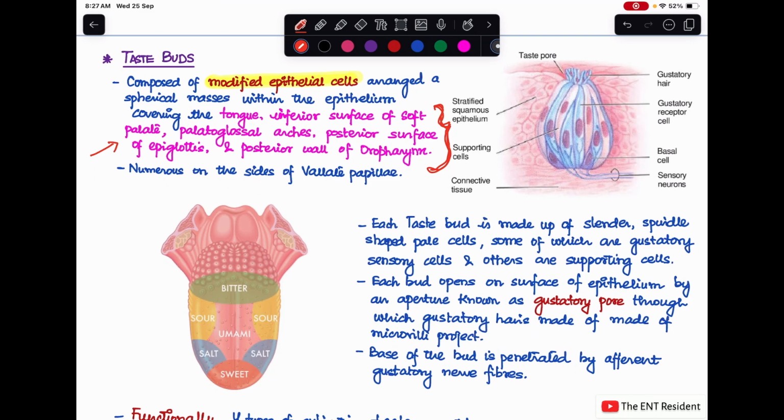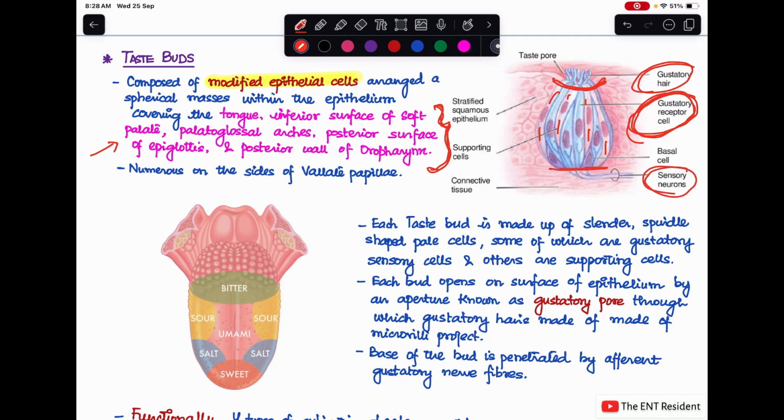Each taste bud is made up of a lot of slender spindle-shaped pale cells, some of which are the sensory cells of taste, and the others are supporting cells. As you see in the image over here, these are the gustatory receptor cells, and the cells you see in between, the pinkish ones, are the supporting cells. Each bud opens onto the surface of the epithelium by an aperture known as the gustatory pore or taste pore, through which the gustatory hair projects onto the microvilli.